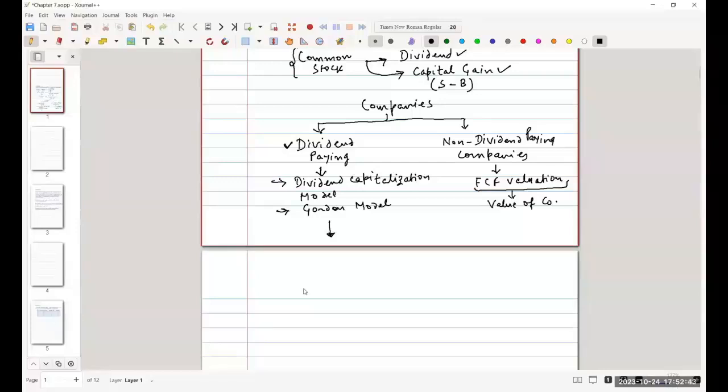So what we want to do at this point in time is we want to describe a general valuation model for those companies which fall into this category, dividend paying company. So a general valuation model, general valuation.